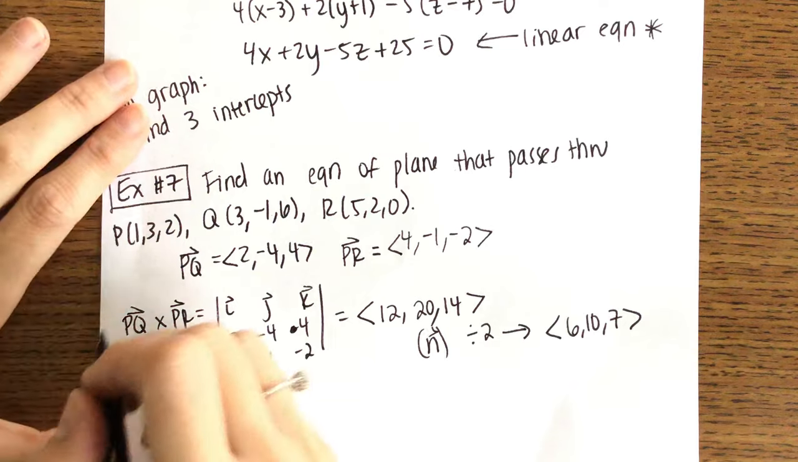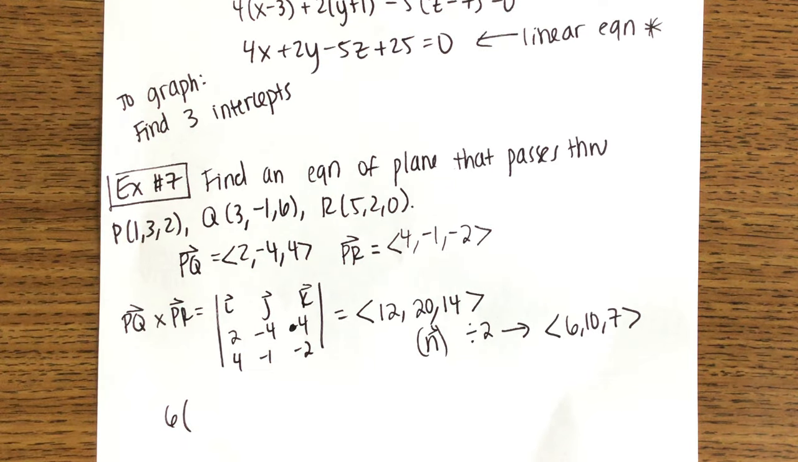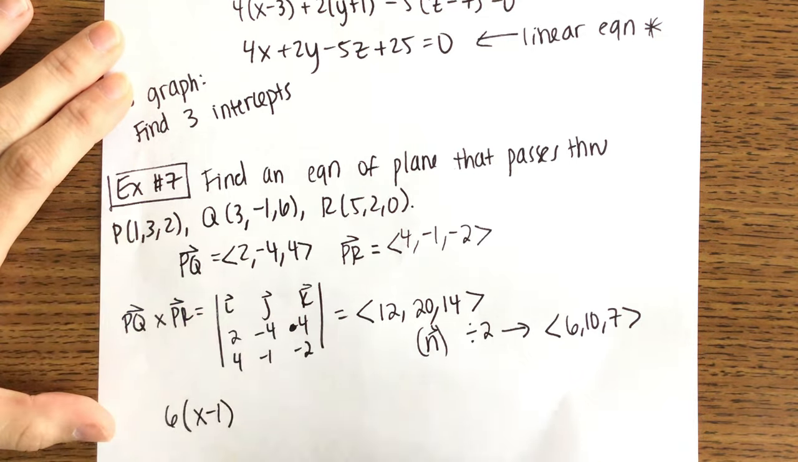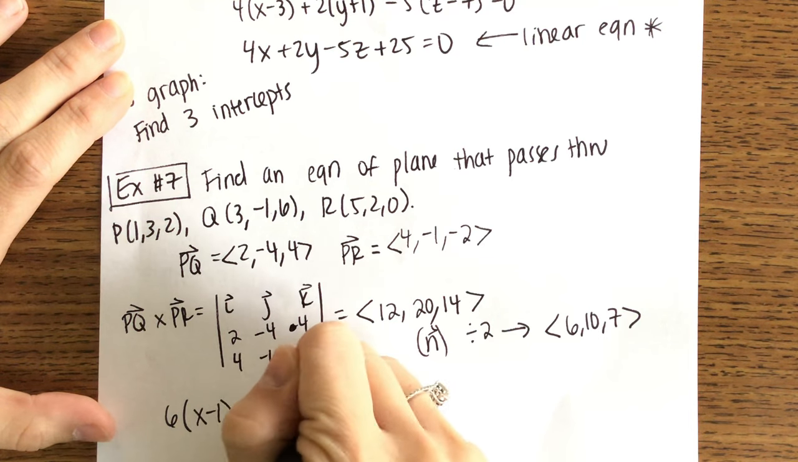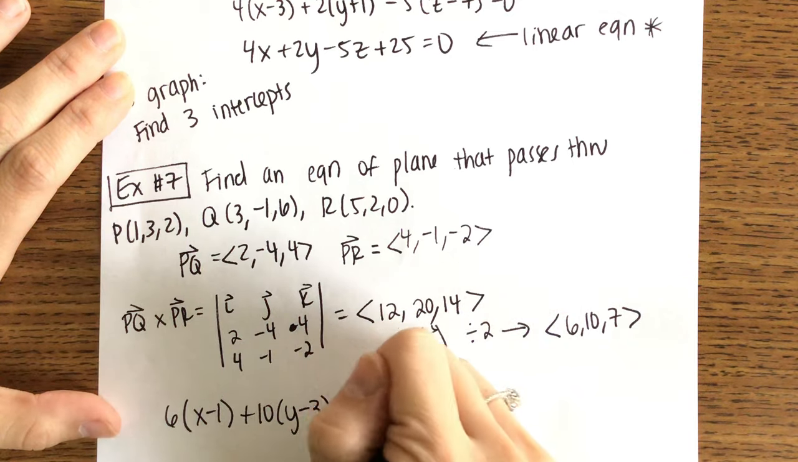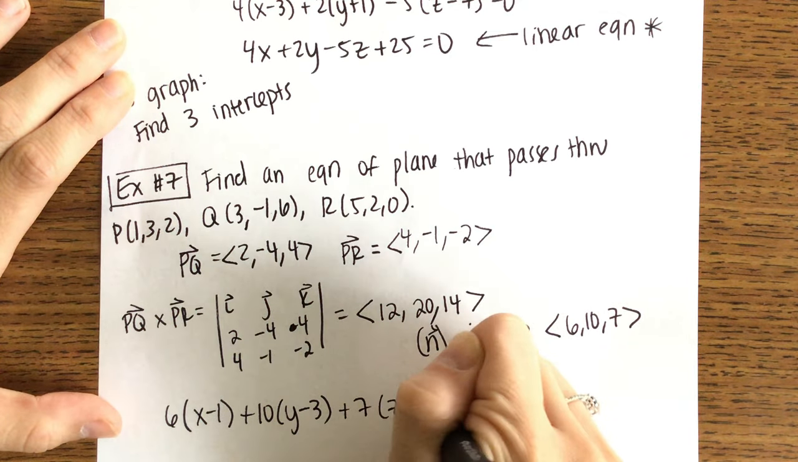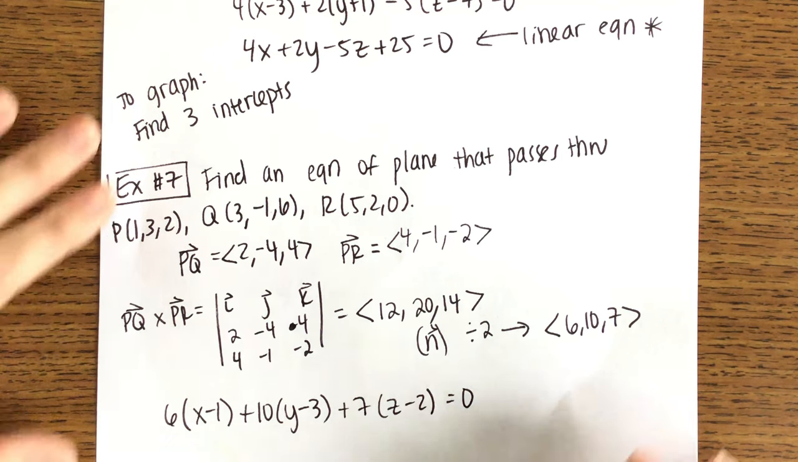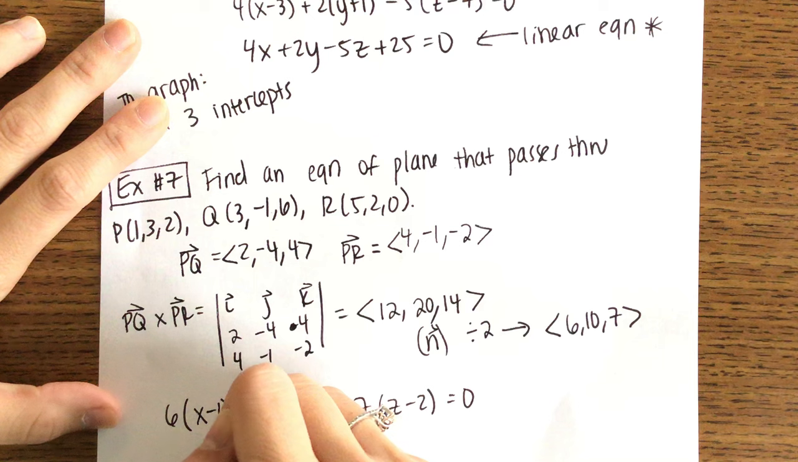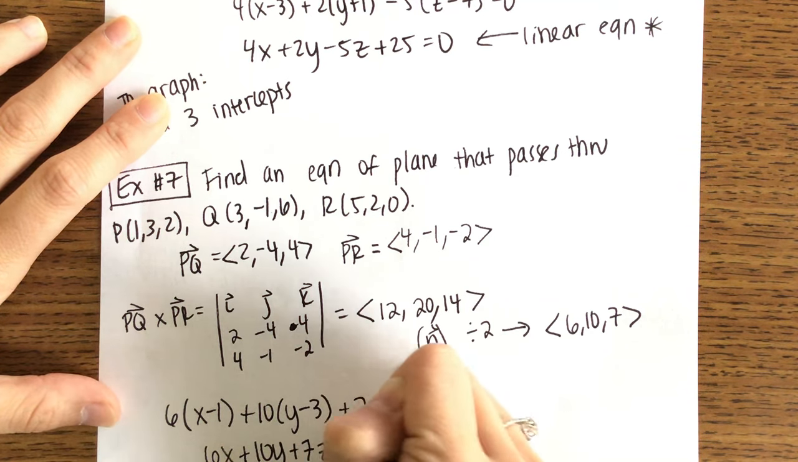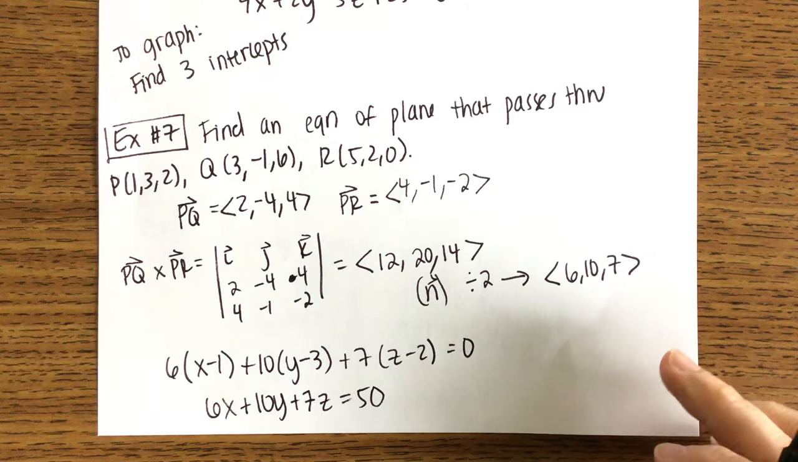So then our equation is going to be 6. Use any of the points, it doesn't matter. I used point P. So 6 times x minus 1 plus 10 multiplied by y minus 3 plus 7 times z minus 2 equals 0. That form is okay. If you choose to multiply everything out, you get 6x add 10y add 7z equals 50. So that's another possible form for you to leave it in.